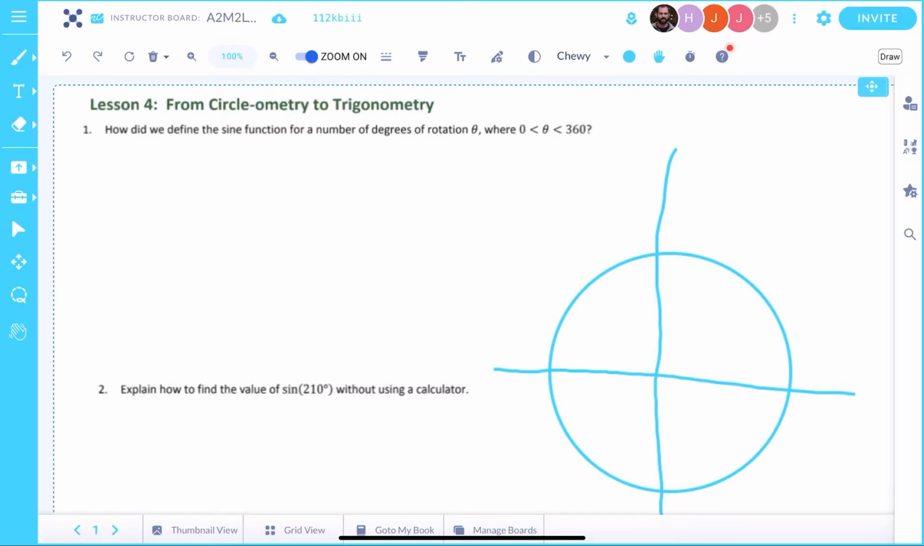Algebra 2, Module 2, Lesson 4. From circleometry to trigonometry. Number 1 says, how do we define the sine function of a number of degrees of rotation theta where theta is greater than 0 but less than 360 degrees?